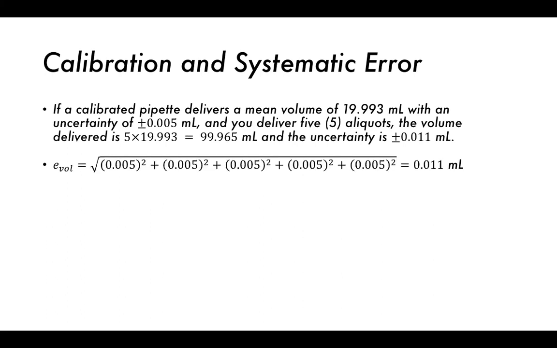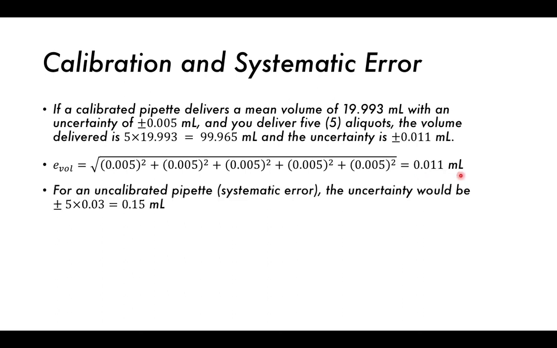And so this uncertainty is here. The error in the volume delivered is going to be equal to the absolute error of each one of the aliquots delivered from the calibrated pipette. And that gives us this value of 0.011 milliliters. For an uncalibrated pipette, we just have systematic error and the uncertainty would be much larger. It would be 5 times 0.03 milliliters, which is equal to 0.15 milliliters, which is our standard error for a pipette of this size and type.